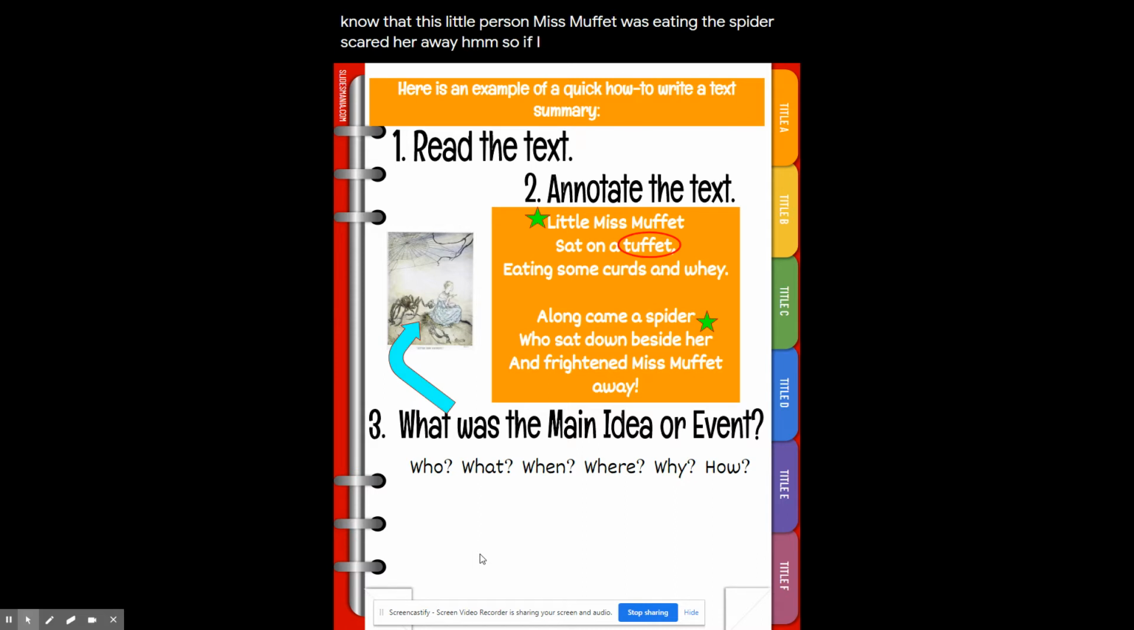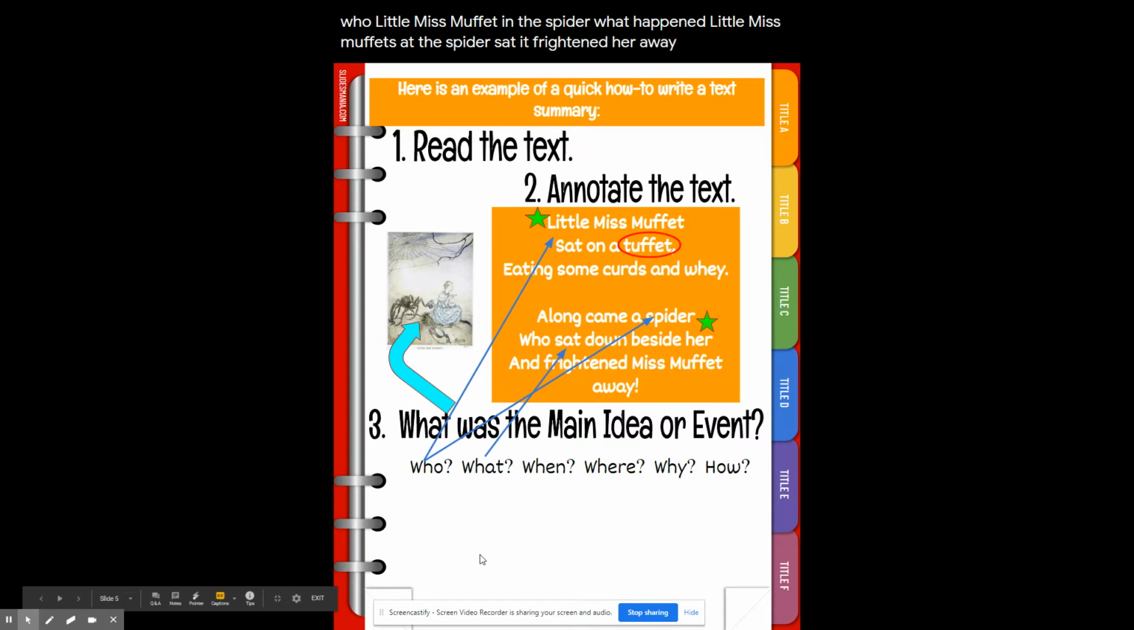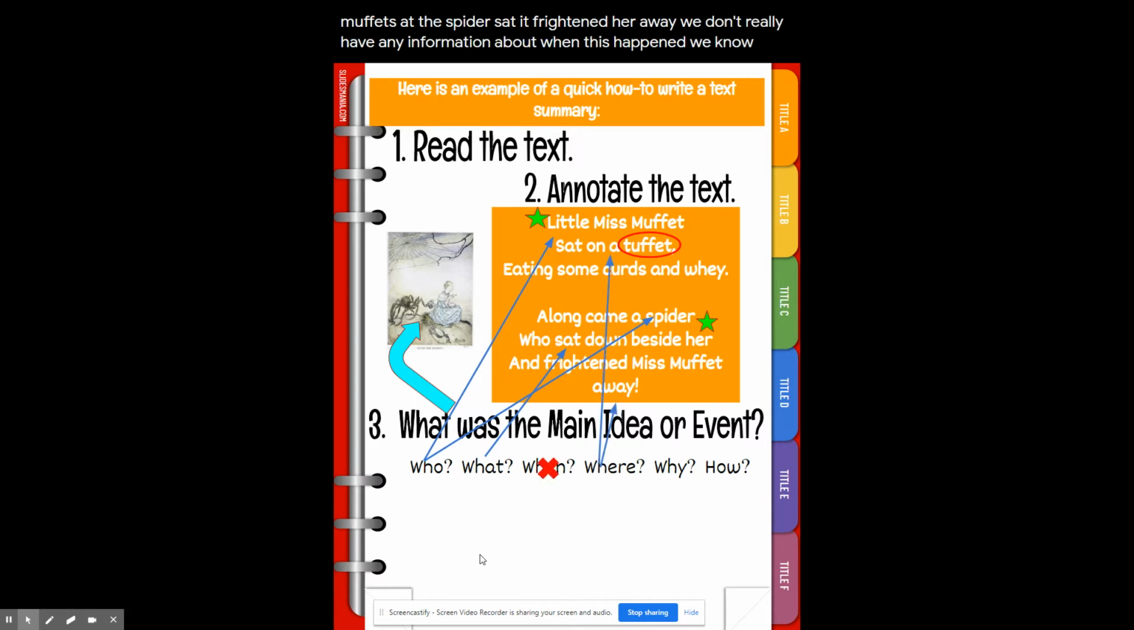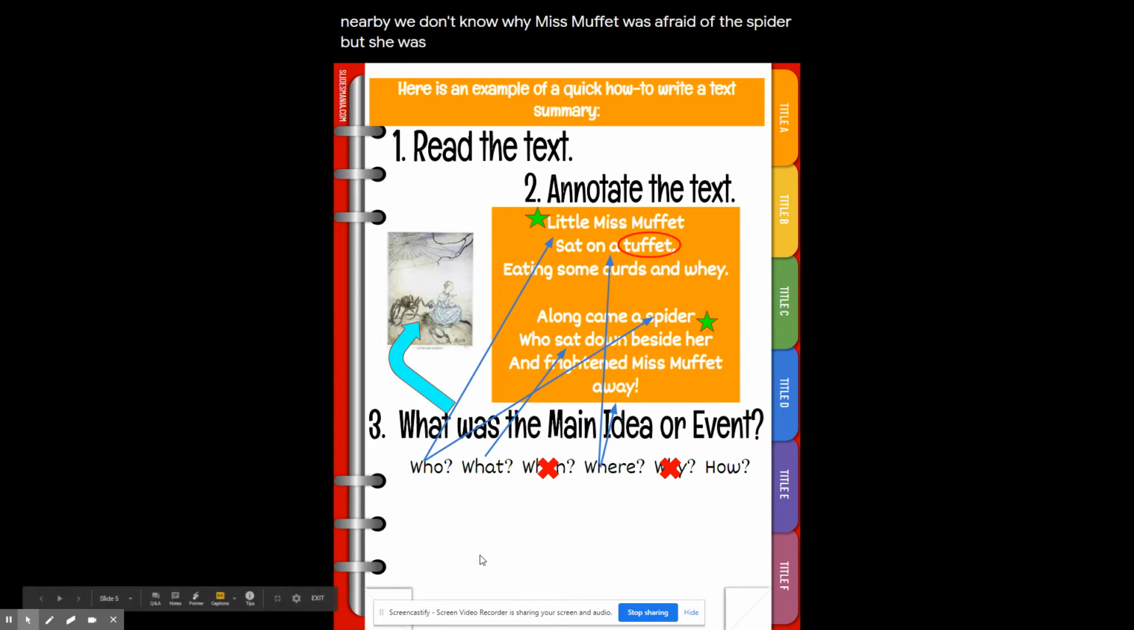So if I wanted to write a summary for this, I would probably very quickly go through and answer the who. Little Miss Muffet and the spider. What happened? Little Miss Muffet sat. The spider sat. It frightened her away. We don't really have any information about when this happened. We know that it happened on a tuffet and the spider sat somewhere nearby. We don't know why the spider sat nearby. We don't know why Miss Muffet was afraid of the spider, but she was.